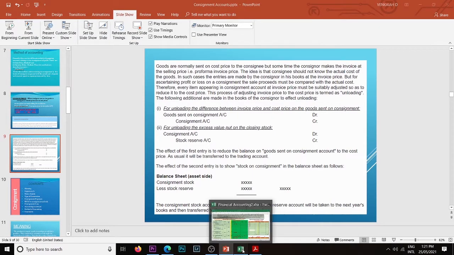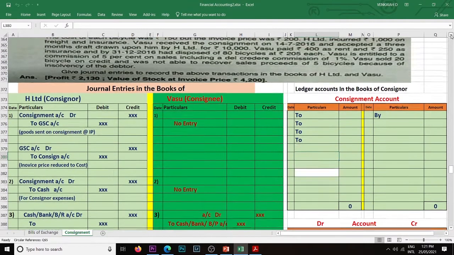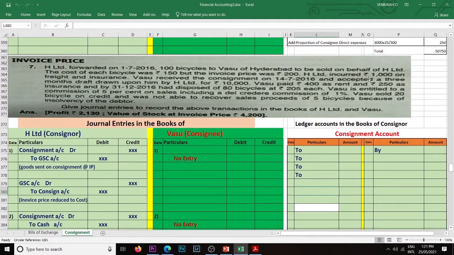to Excel. Problem number 7. Problems number 7, 9, and 10 are the problems we chose to understand this invoice price. So first I will read the problem. In your textbook, please go to it.